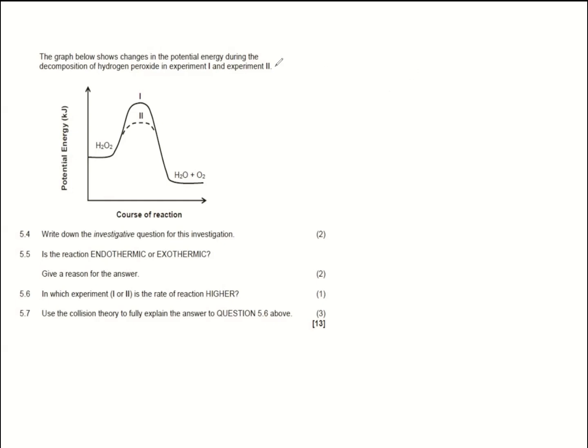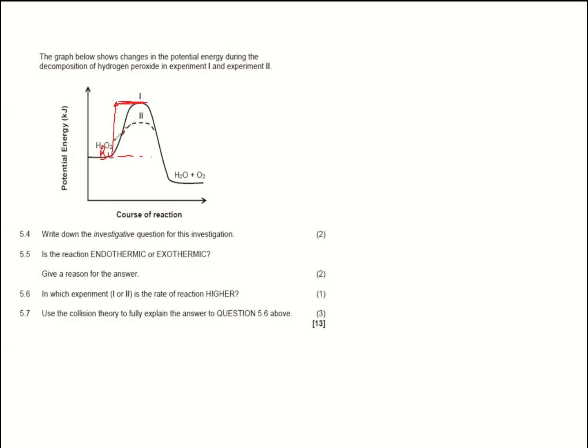Now, we do know that when the potential energy graph is like this and has these broken lines here, it usually indicates the effect of a catalyst. How do we know that? Because we can see that the activation energy is being lowered. Remember, activation energy is from the energy of the reactants all the way to the activated complex, which is this peak value here.